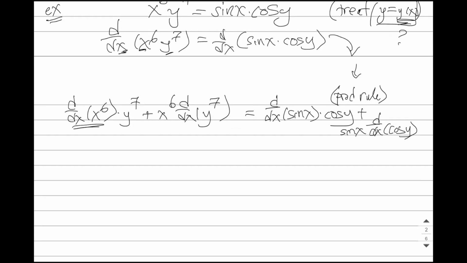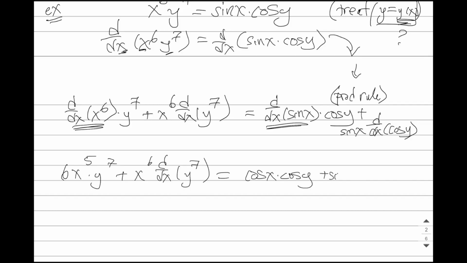Now, a couple of these derivatives are actually really straightforward. The ones with the x's in them, this will give me 6x to the 5 times y to the 7. I'm just going to leave these terms alone for the moment. The derivative of sine is cosine. Cosine x times cosine y plus sine x times the derivative of cos y. This is where the Leibniz notation comes in, and it's not just a basic derivative here.